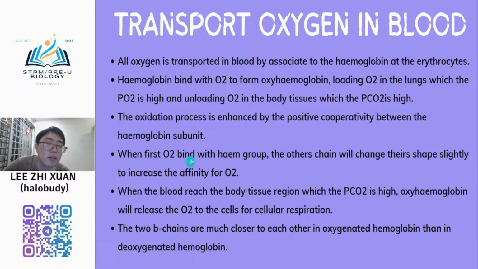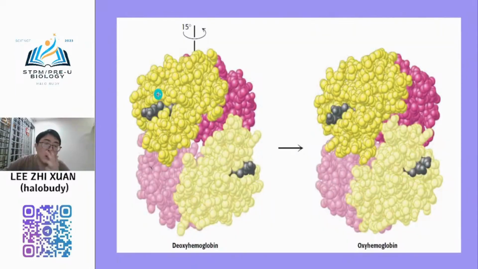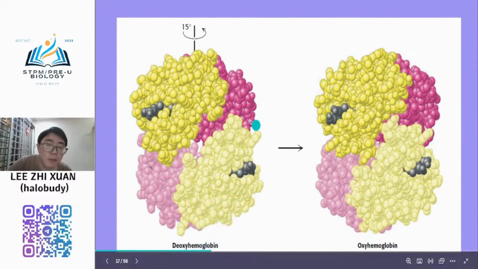Just this one I didn't explain. When the first oxygen binds to the heme group, actually the oxygen binds to the heme group inside the hemoglobin. And then the other chains will change their shape slightly to increase the affinity for oxygen. You see here, this is what we call deoxyhemoglobin. Normal hemoglobin with oxygen, we call oxyhemoglobin.